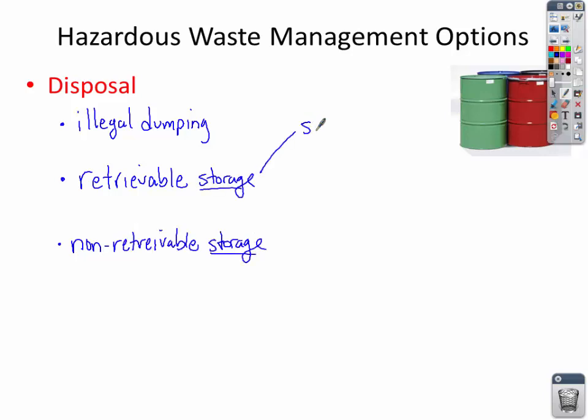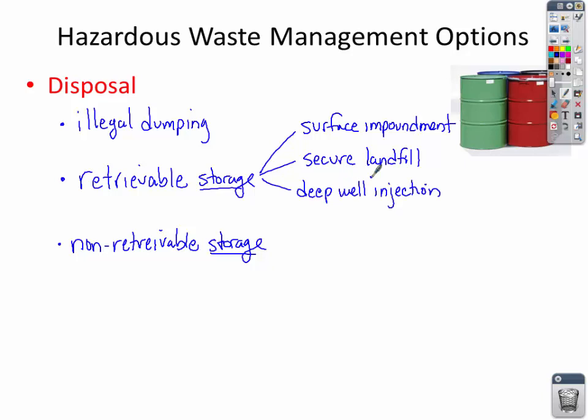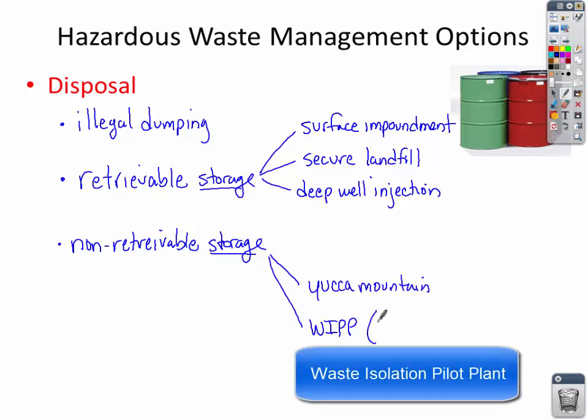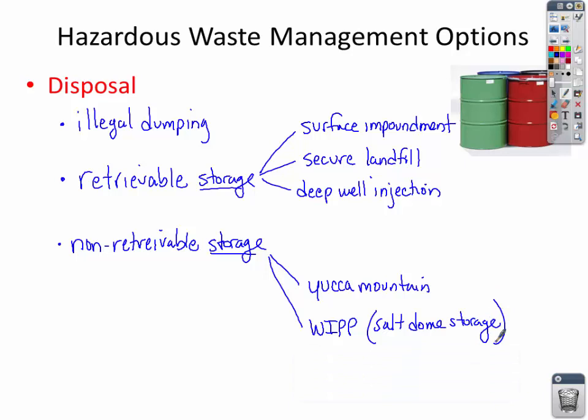Retrievable storage are things like surface impoundments, secure landfills, deep well injection. And then non-retrievable storage, the things that we have out there are things like Yucca Mountain or the WIPP plant, which is salt dome storage. Let's go through these options for disposal of hazardous waste and talk about the advantages and disadvantages of each.